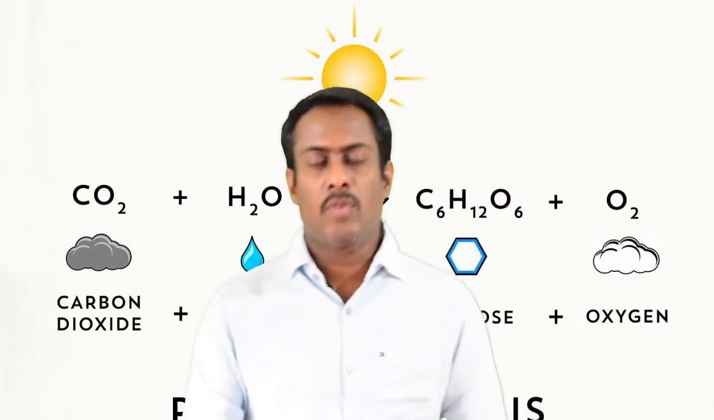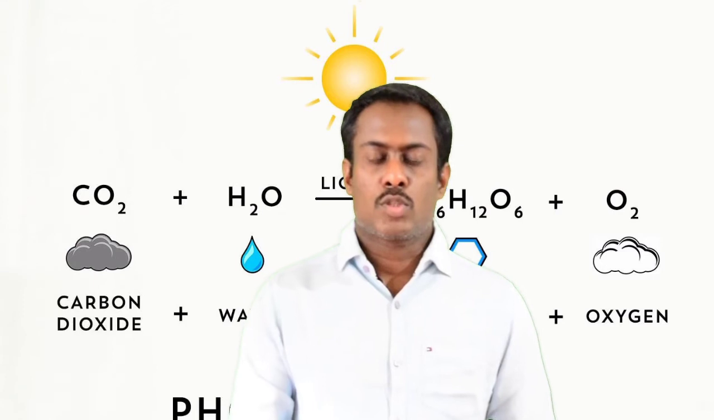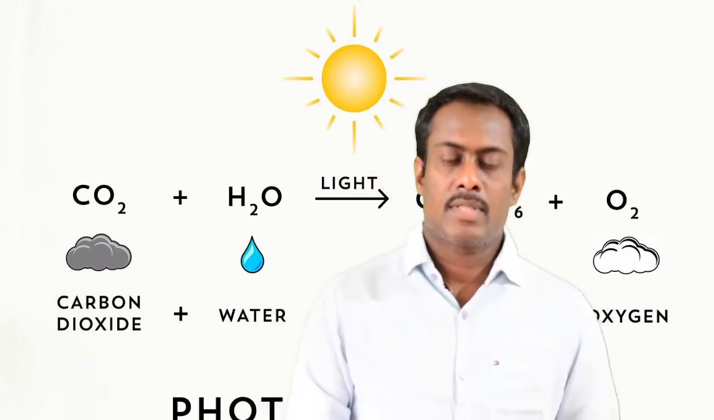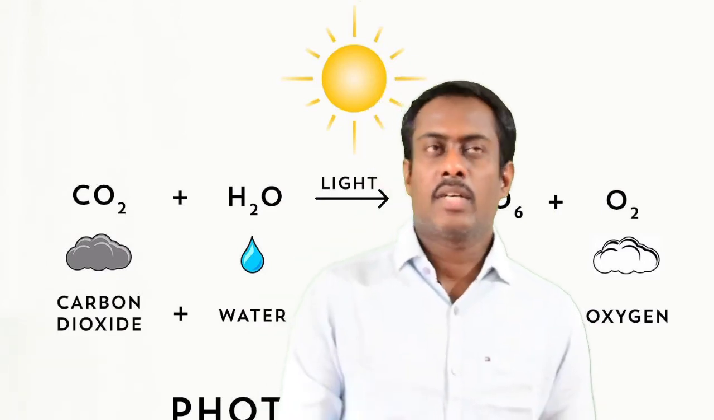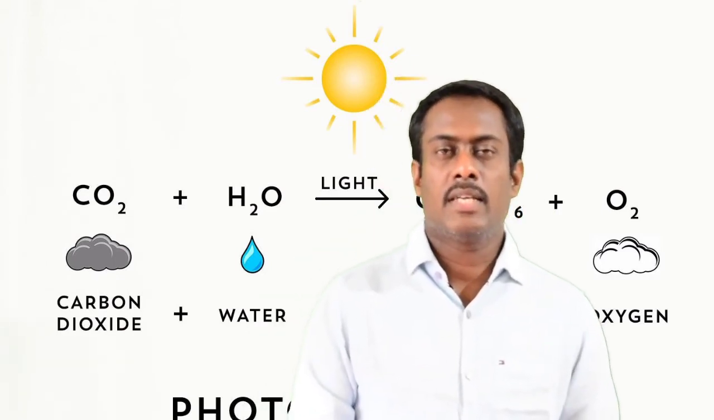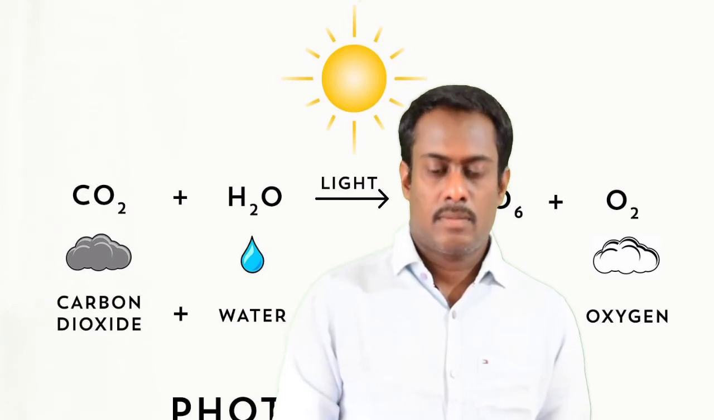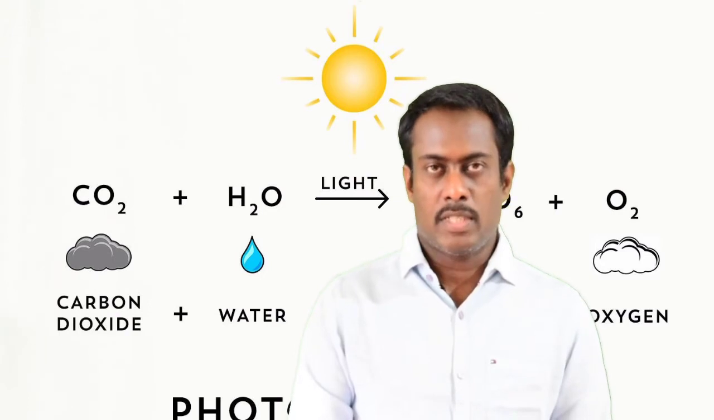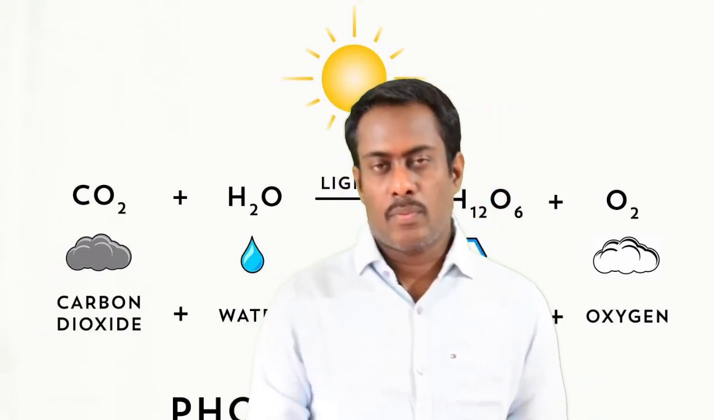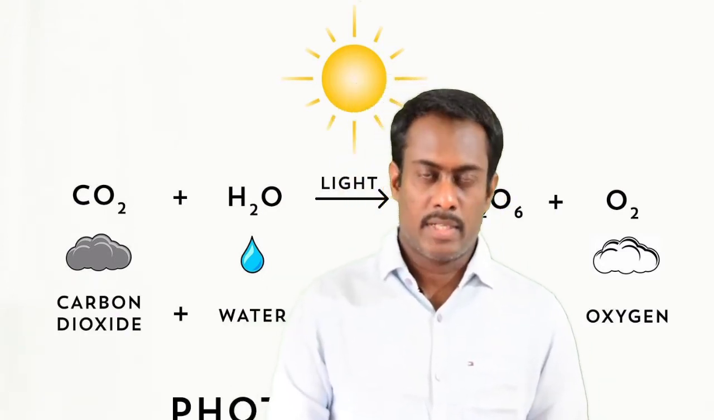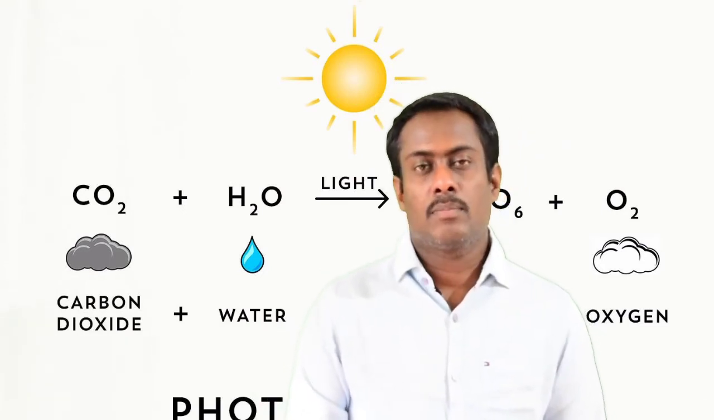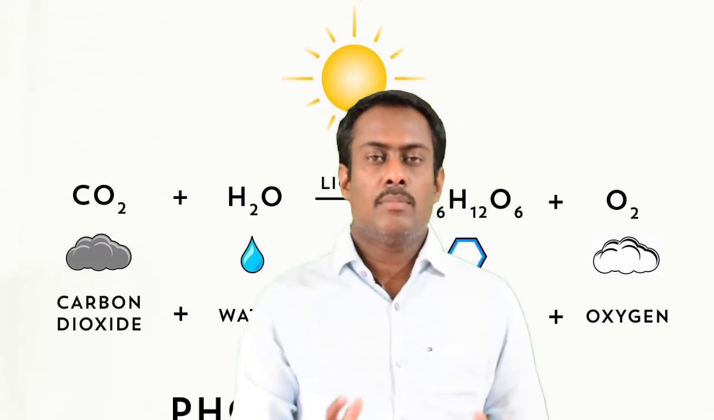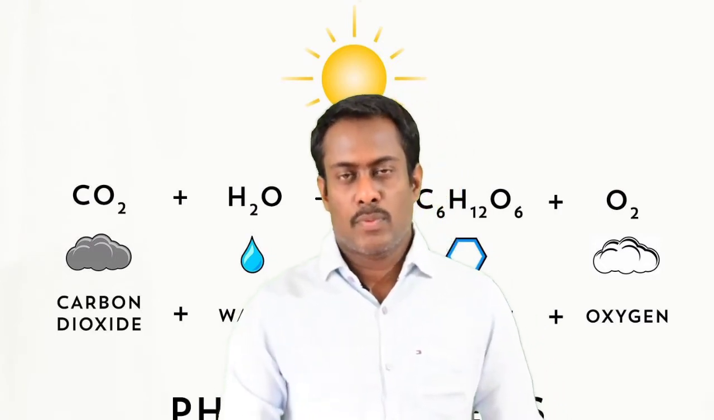The main steps involved in the process of photosynthesis are: first, absorbing the energy from the sunlight. Next, conversion of the energy from the sunlight into chemical energy, and splitting of water molecules into hydrogen and oxygen. Then reduction of carbon dioxide into carbohydrates. These are the main steps involved in photosynthesis, and each of these components is important for the process.